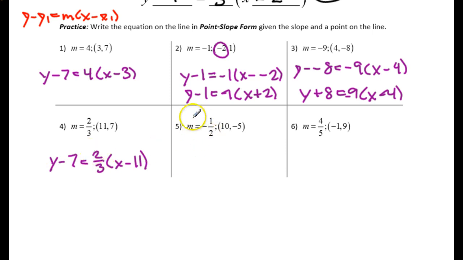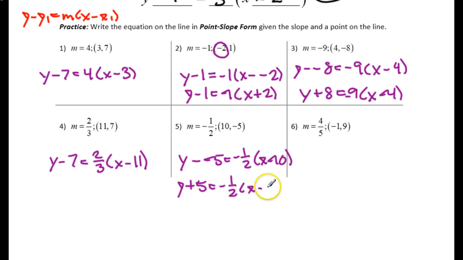Alright, this one has a slope of -1/2, and it goes to the point 10, -5. So this will be y minus -5 equals -1/2 is the slope, parentheses x minus 10. Let's go back and clean up this double negative. So it turns to y plus 5 equals -1/2 times x minus 10. Okay? Alright, last one for point slope.